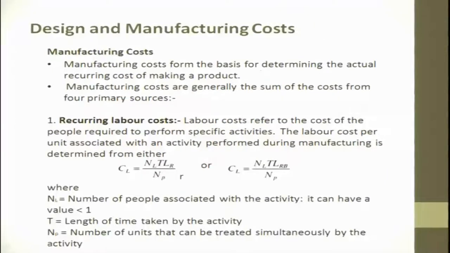So, design and manufacturing cost. Till now we saw overhead cost, direct labor cost, then indirect labor cost, then hidden cost. The next one we will see is manufacturing cost.